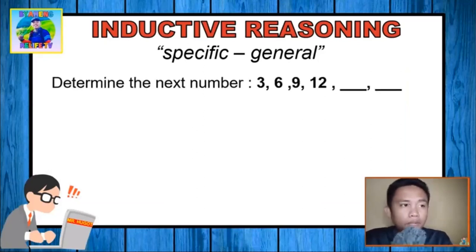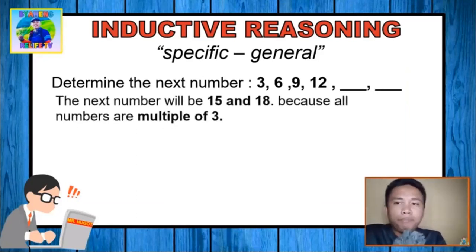Now, determine the number of 3, 6, 9, 12, blank, blank. So, tingin nyo guys, ano yung sagot? Okay, very good. Ang sagot nyo po ay 15 at 18. Anong reason nyo guys? Because siya po ay divisible ng 3 o multiple po sila ng 3.